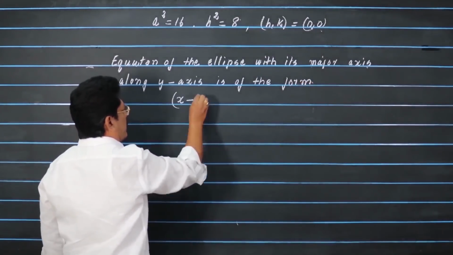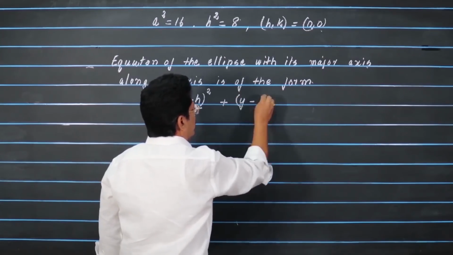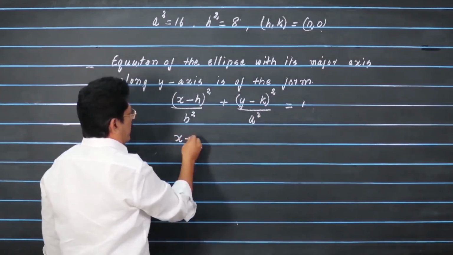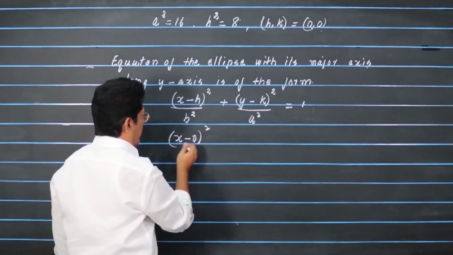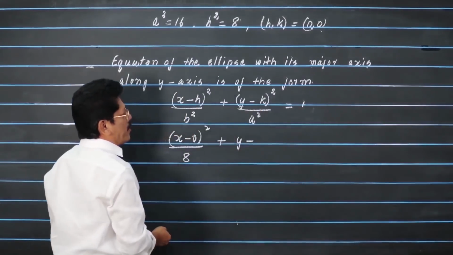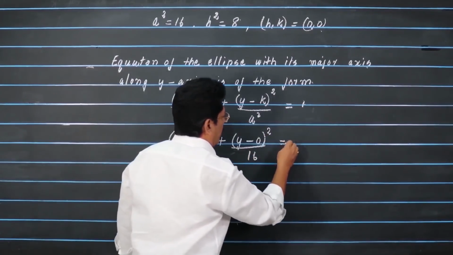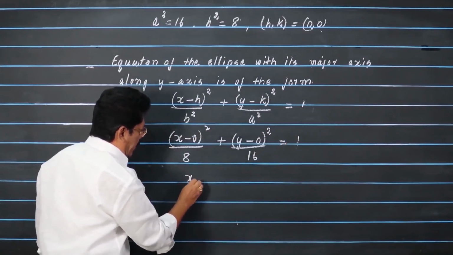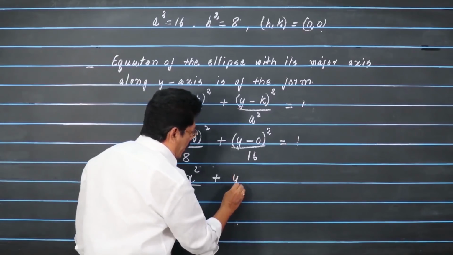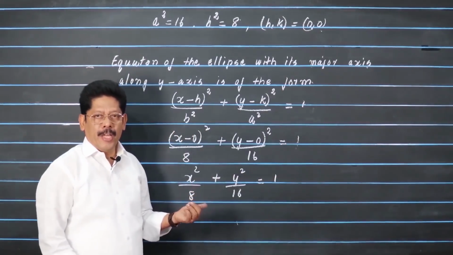(x minus h) the whole square by b square plus (y minus k) the whole square by a square is equal to 1. x minus, the value of h is 0, the whole square by the value of b squared is 8, plus y minus the value of k is equal to 0, the whole square by the value of a squared is 16, equal to 1. x minus 0 the whole square will give you x squared by 8 plus y minus 0 the whole square will give you y squared by 16 equal to 1. This will be your required equation of the ellipse.